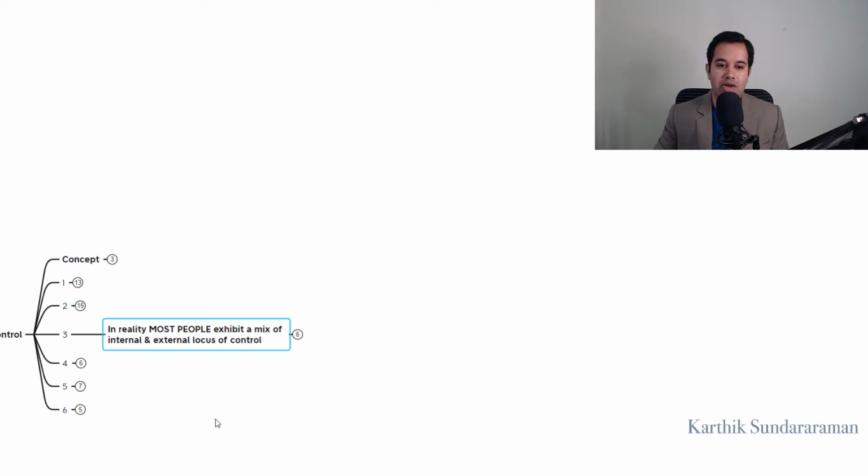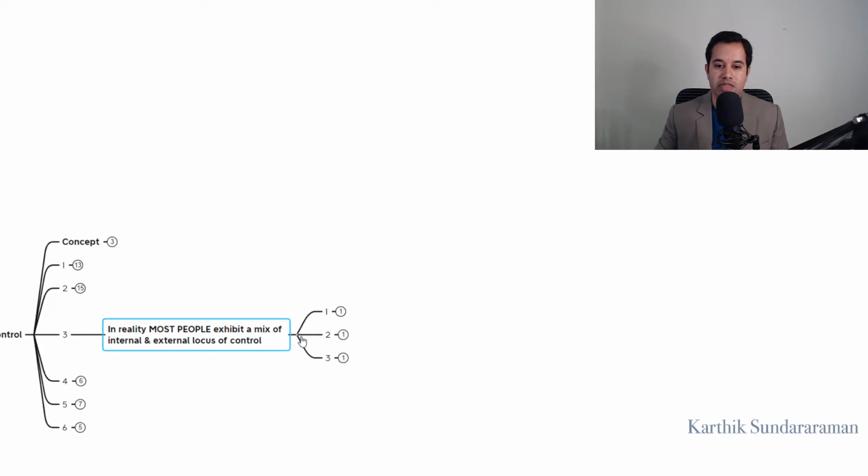That's the second part. In reality, the psychological studies also found that most people exhibit a mix of internal and external locus of control. So if I've been thinking that I've just been more intrinsic or extrinsic, well, that's okay, because most people exhibit a mix of both of these things.